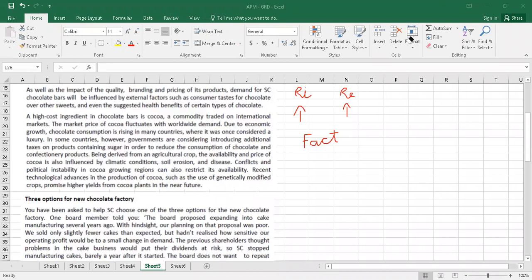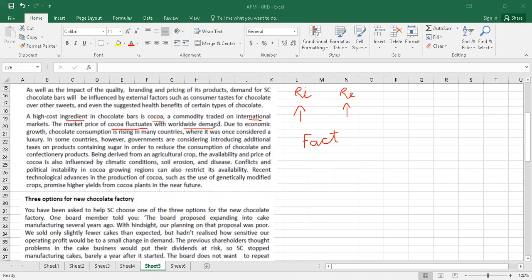So one factor we understand here is that the raw material or main ingredient used in the manufacturing of chocolate bars is cocoa, and this is a commodity traded on the international market. So the price keeps fluctuating with worldwide demand. That's one important aspect we have to look into. As the raw material prices vary, the price of the finished goods will also vary. So that's one important thing.